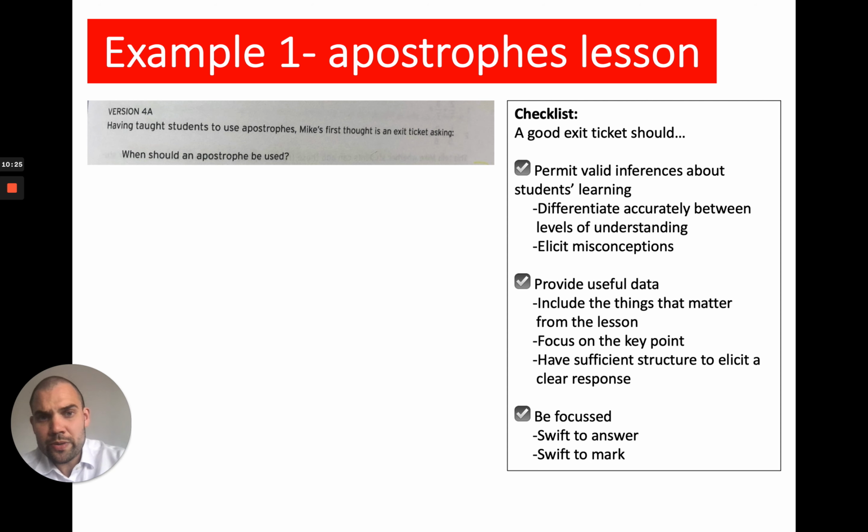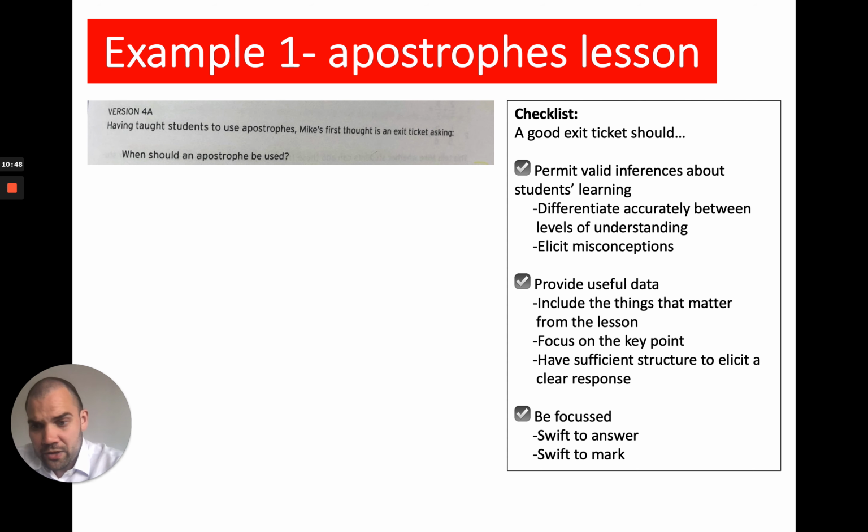So just to look at a few examples of exit tickets now, in terms of thinking about our checklist. These are three iterations of an exit ticket that could be designed for an English lesson where students are looking at the skill of apostrophes. Okay. Now, this is an example of a poor exit ticket. So you have a question at the end of this lesson: when should an apostrophe be used?